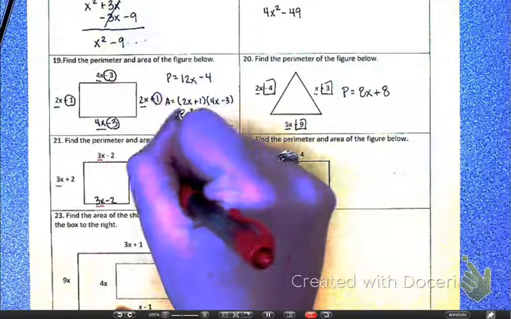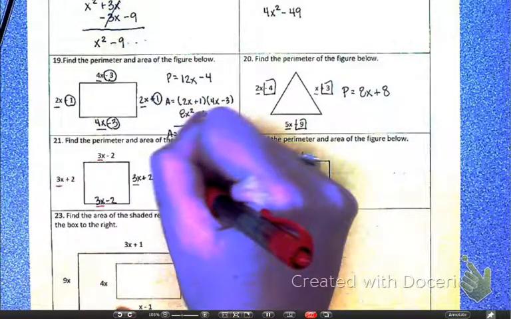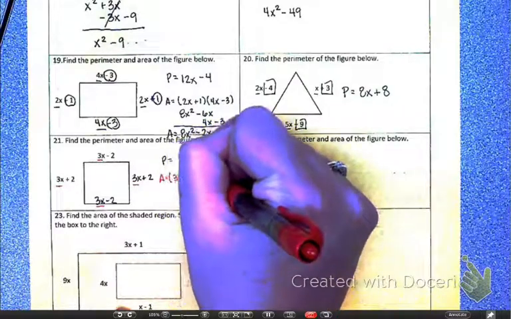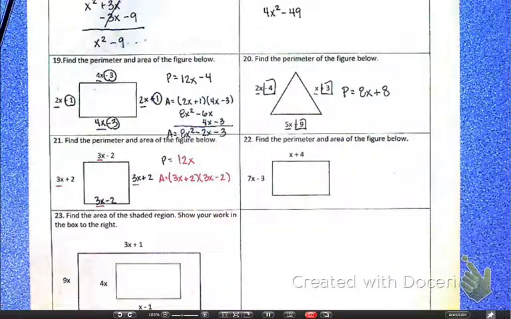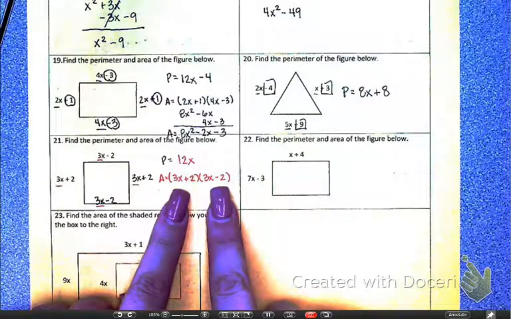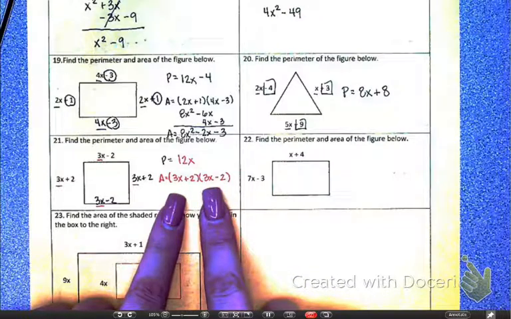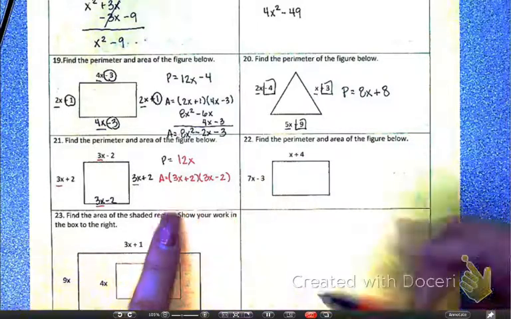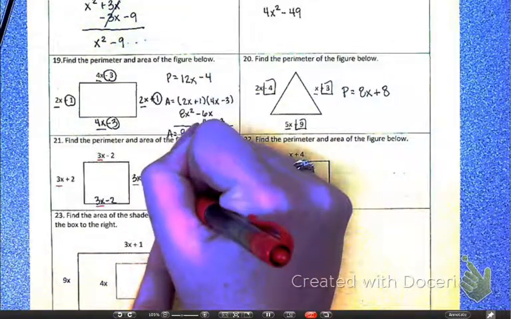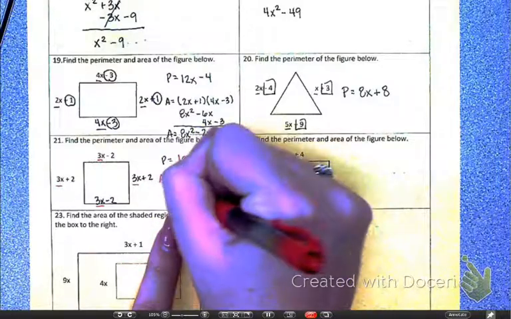For area, what do you notice? What kind of problem is that? A special one? Which special one is it? Difference of squares. They're exactly the same with one plus and one minus. If you don't recognize it, that's okay. You know how to distribute and you know how to use the box. But I recognized it, so I can tell you the answer is 9x squared minus 4.